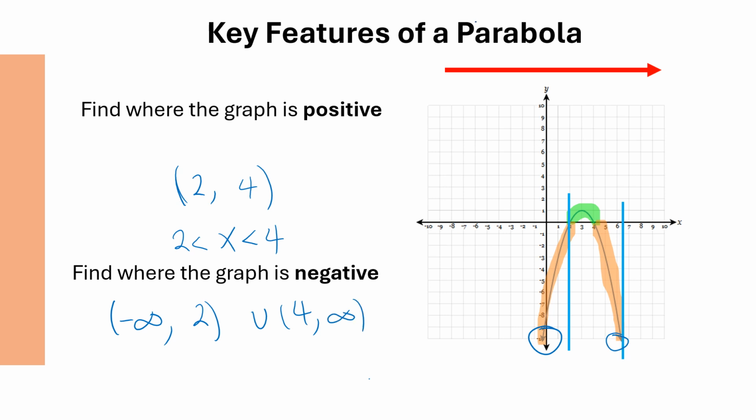So to write this answer in inequality form, the first interval is all the x values that are less than 2. Union means or. And then the second interval is all the x values greater than 4.